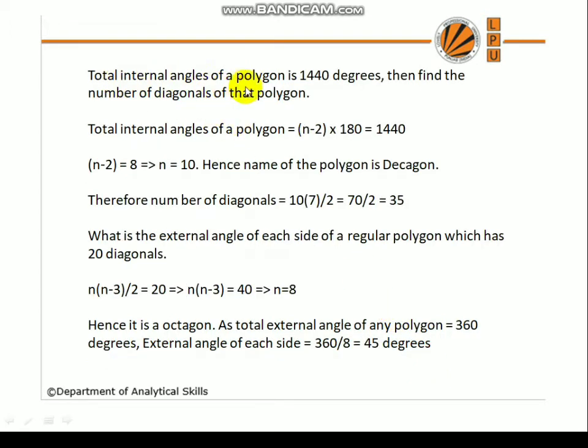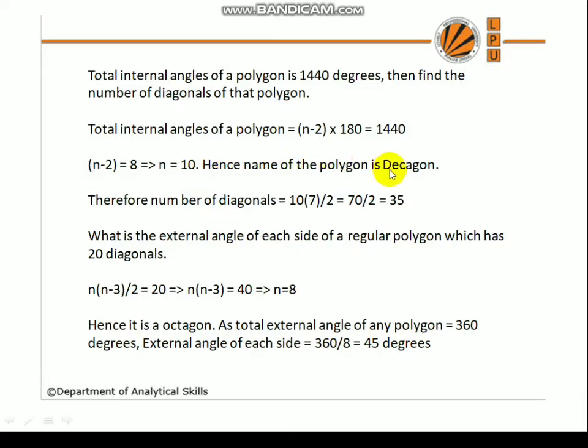Total internal angle of a polygon is given as 1440 degrees. Then find the number of diagonals of the polygon. Total internal angle is given, we have to find the number of diagonals. So total internal angle is nothing but (n minus 2) into 180, which is given here as 1440. So 180 into 8 is 1440, and we get n minus 2 is equal to 8. As a result, n is equal to 10.